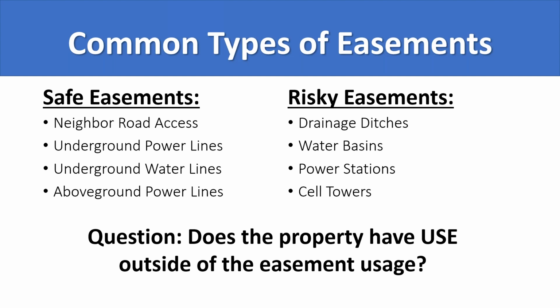In fact, if there's any kind of existing equipment there, especially anything that's in use, it's certainly there and being used through some type of easement. As far as safe easements, this could be a neighbor's road access. A lot of times there'll be a road to a property that goes through another property, and they've allowed an easement to go through that property.